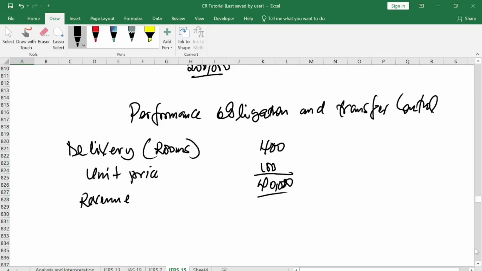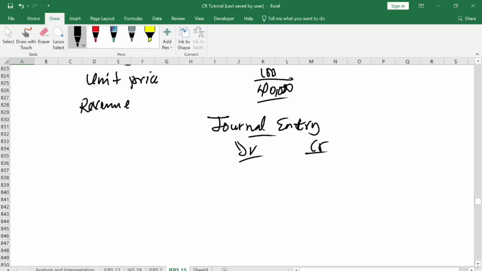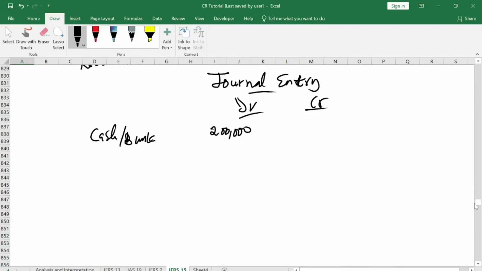So you can recognize this as revenue. When it is done, he will draft his journal entry. It will look like you have your debit, you have your credit here. So he took the customer's money in advance. When you take customer's money in advance, you debit cash. So watch here. The contract sum he took is 200,000, right? And he was able to deliver 40,000. That becomes revenue to the company.